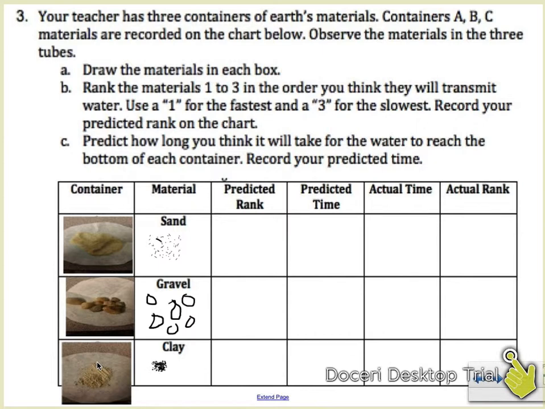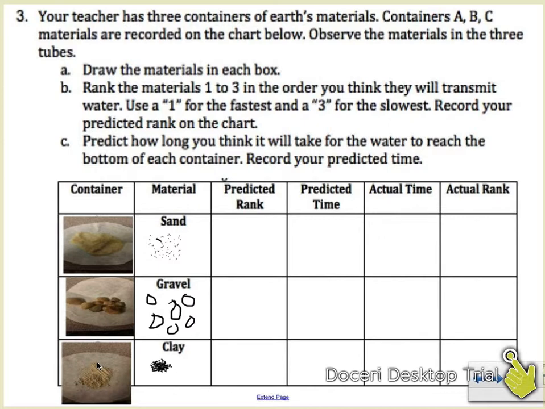Yes. I thought clay had stuff that you can mold and stuff. They do, but we're talking about powder clay. We're not talking about molding clay. So it kind of looks like it is one big particle.